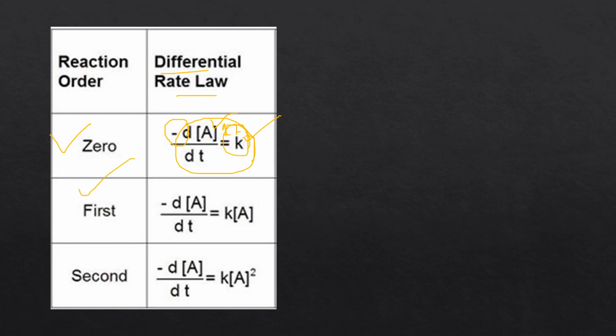If we talk about the first order, k will be multiplied by the concentration. If the concentration is 1, the rate will be 1. If it is 2, it will be 2. Apart from that, the second order is the square of the concentration. That means if the concentration is 4, for the second order we square the 4 and that's 16. So the answer will be 16. This is how it works.